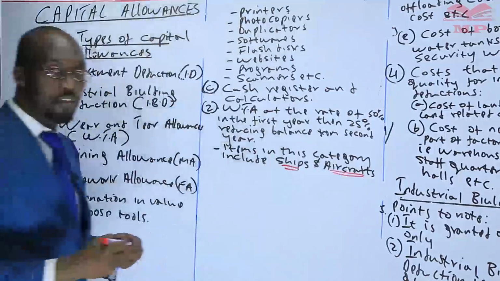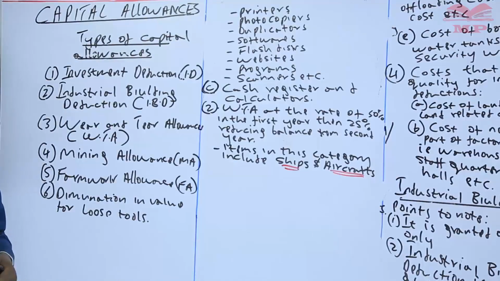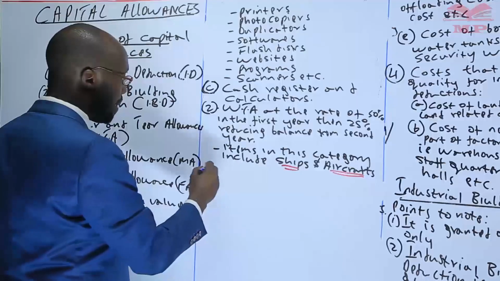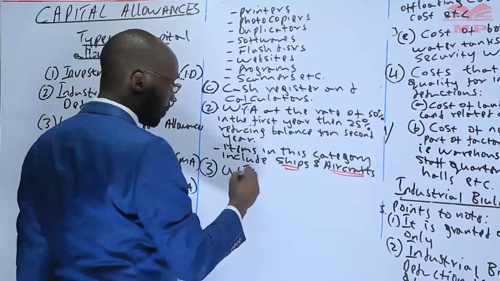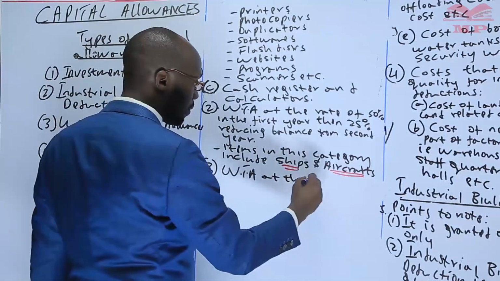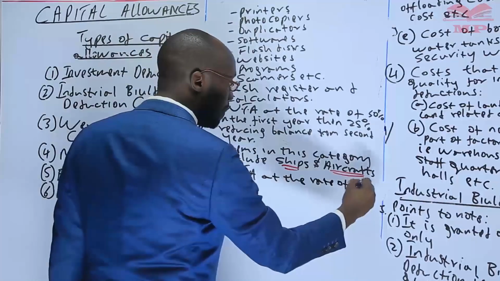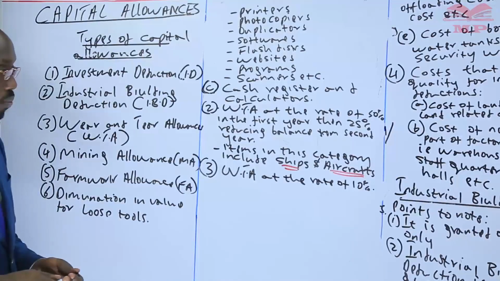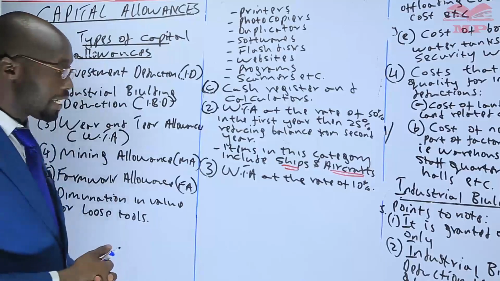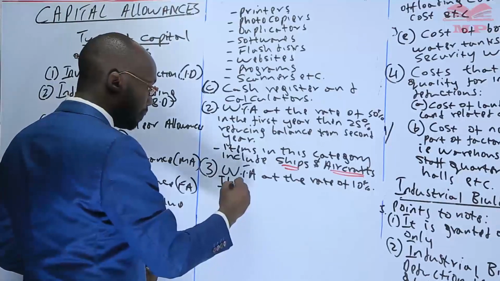So you have them, you are supposed to claim the wear and tear allowance as I have explained there. So that is supposed to be wear and tear allowance at the rate of 50%, then 25% reducing the balance from second year. We say there are 3 rates. So the third one and the last one. So this is supposed to be number 3. WTA at the rate of 10%. So we need to know what are those items that we give the wear and tear allowance at the rate of 10%.